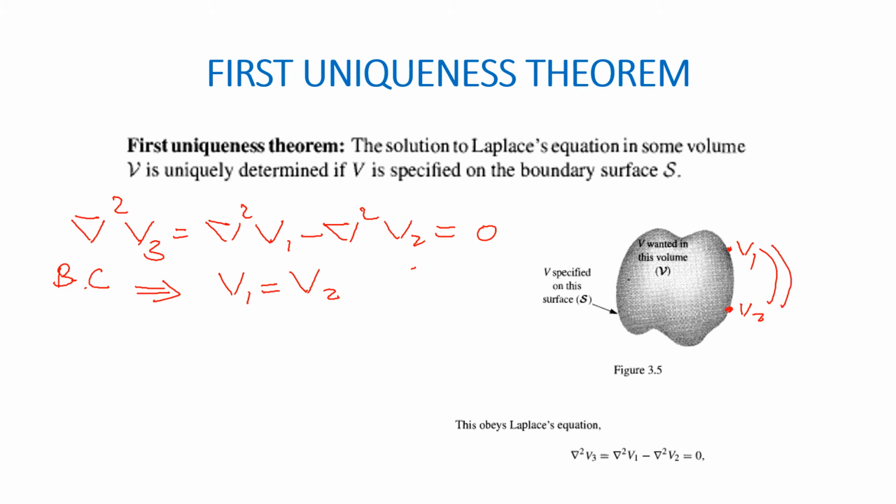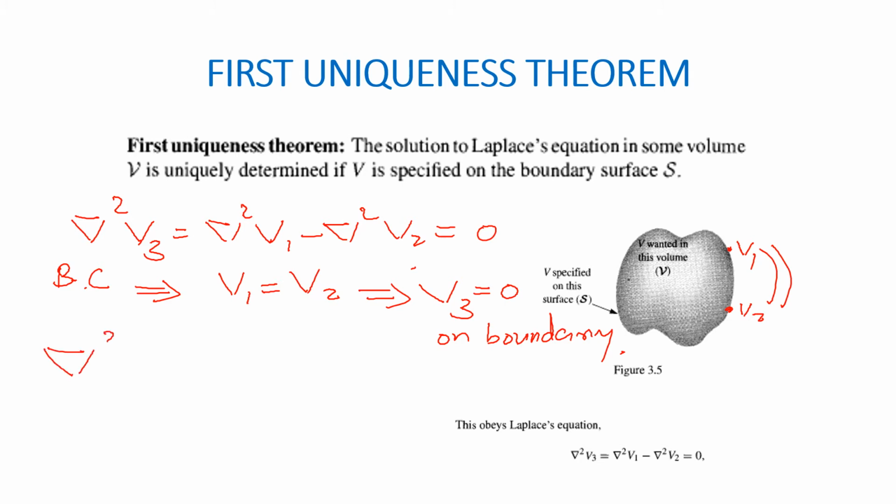On the boundary, the potential is uniquely determined. On the boundary, the Laplace equation has only one solution. That means V1 and V2 are the same on the boundary. That gives V3 equal to 0 on the boundary, because V1 and V2 are the same there. Now we have an idea that V1 equals V2 on the surface, or V3 equals 0 on the boundary.